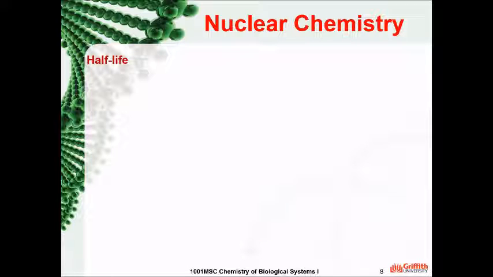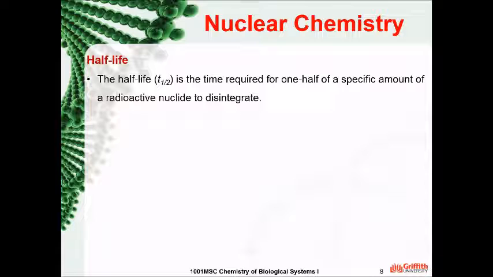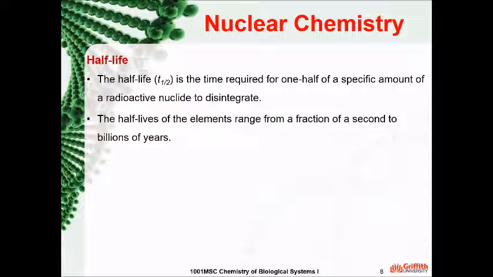Radioactive elements decay by themselves over time. Some decay very slowly, while others decay quickly. To account for this property, we use the concept of half-life. We define the half-life of radioactive elements as the time it takes to disintegrate 1/2 of the element's mass. The half-lives of elements range from a fraction of a second to billions of years.